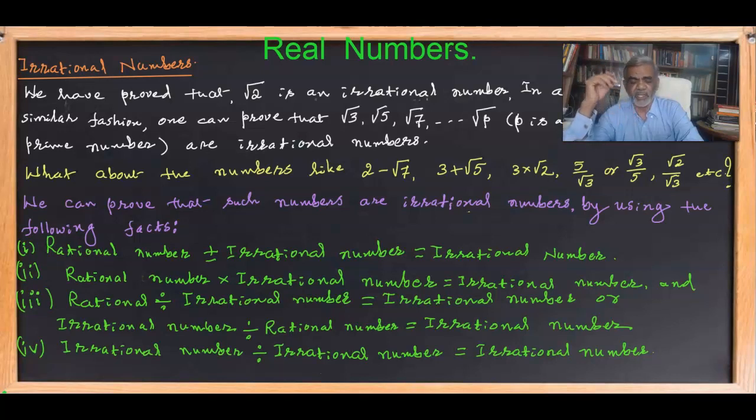The numbers which I have mentioned, root 2 minus root 7, root 3 plus root 5, 3 into root 2 and 5 by root 3, or root 3 by 5 and root 2 by root 3, etc., they all fall under one of the four cases I have mentioned here.